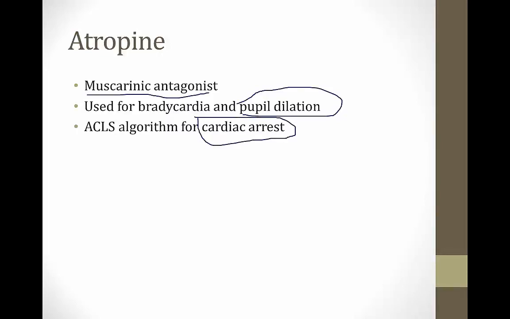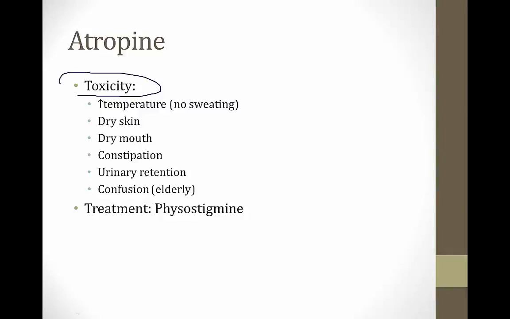One of the steps in that algorithm is to consider administering 1 milligram of atropine to try and speed up the heart rate. The toxicity from atropine is all toxicity you would expect from blocking muscarinic receptors. You get very hot because you can't sweat. You get dry skin, dry mouth, constipation, urinary retention, and especially in the elderly, blockade of central nervous system acetylcholine receptors can cause confusion. And the treatment is to inhibit acetylcholinesterase with physostigmine, and this produces more acetylcholine in the synaptic cleft and will hopefully overwhelm the effects of atropine.